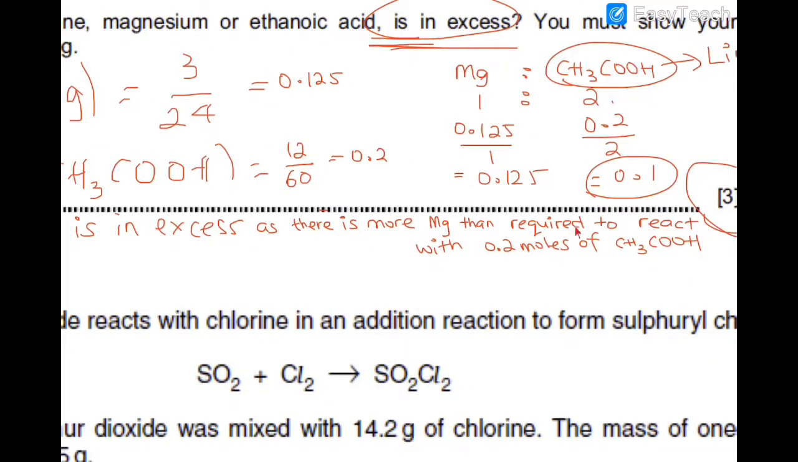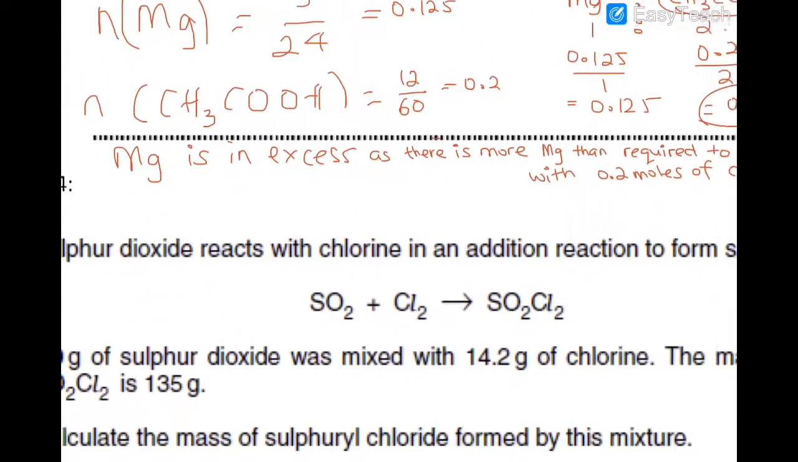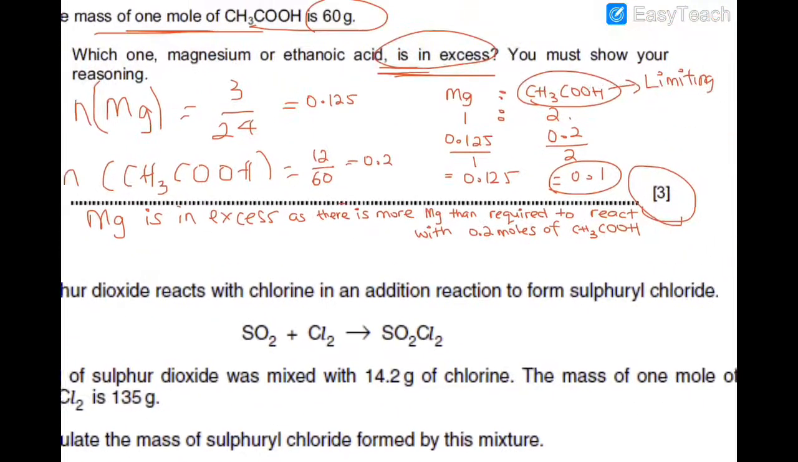So there is more Mg than required to react with 0.2 moles of ethanoic acid. 0.2 moles of ethanoic acid requires only 0.1 mole of magnesium, but I have 0.125 moles of magnesium, so I have more here. So this is in excess. So here you got the answer.